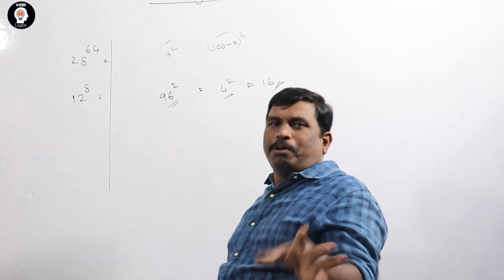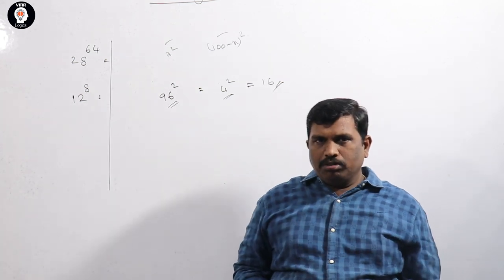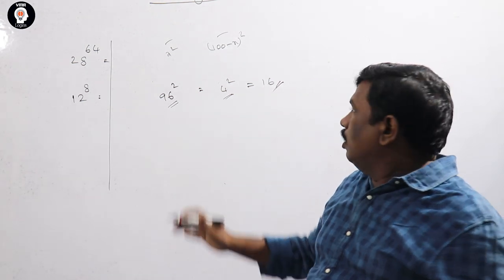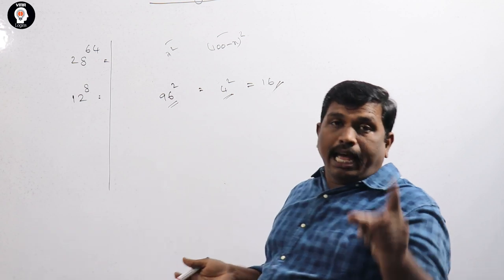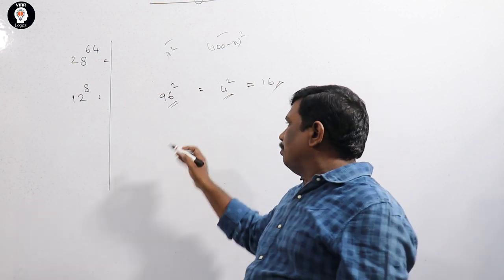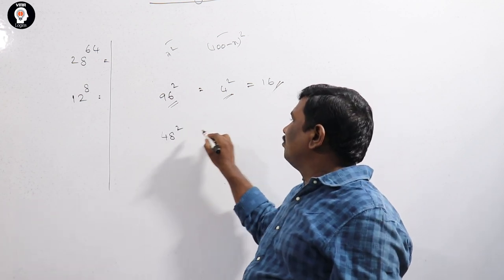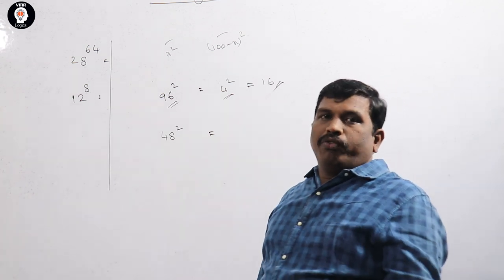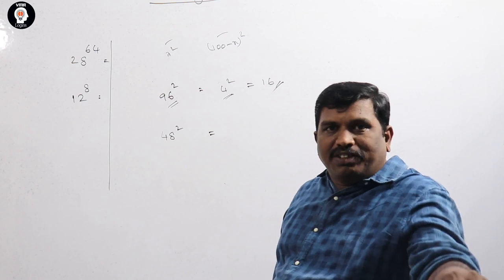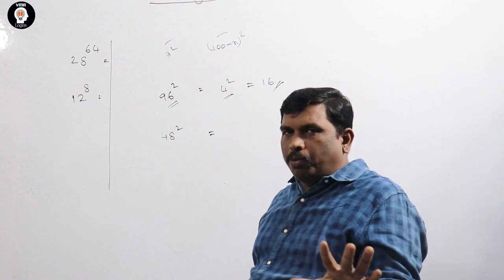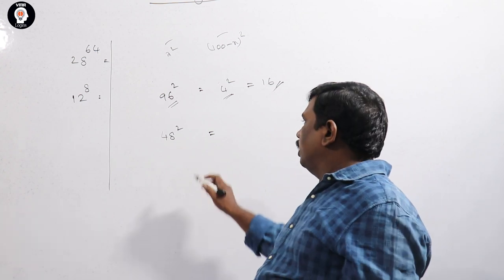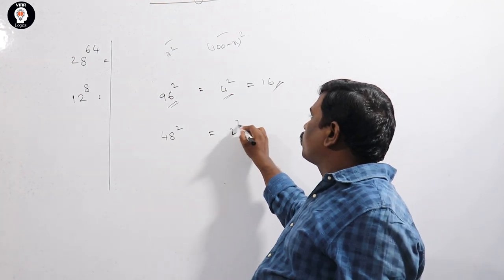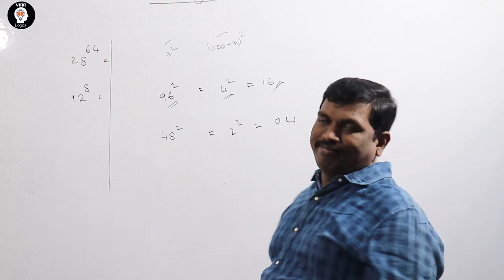I hope most of the people are familiar with squares up to 25, right? So any number given to you, you convert it into below 25, okay? Like 96 square is given to you, so I am converting it to 4 square. For example, they have given 48 square. Look, 48 square they have given. Can you say the last two digits immediately? I can't say, no, okay, no problem. You do one thing, 48 square, you write as 50 minus x whole square. So 50 minus 2 square is nothing but 04 as the last two digits.